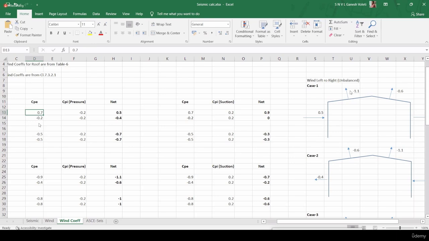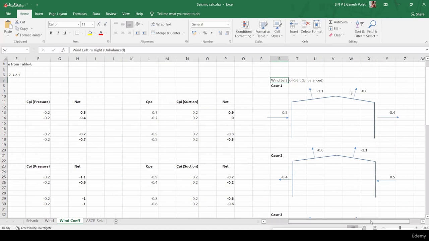If you observe here, suppose this is the positive symbol, towards the surface externally, and internally away from the surface. In this, both the cases are moving the column towards the right side. So they are not stabilizing the column. They are both moving the column to the right side, so it is not stabilizing. That is the unbalanced condition. Wind left to right, unbalanced here.